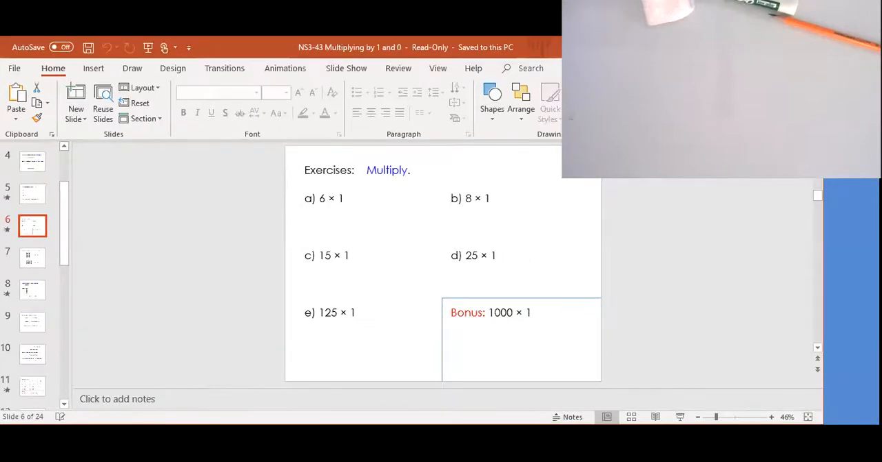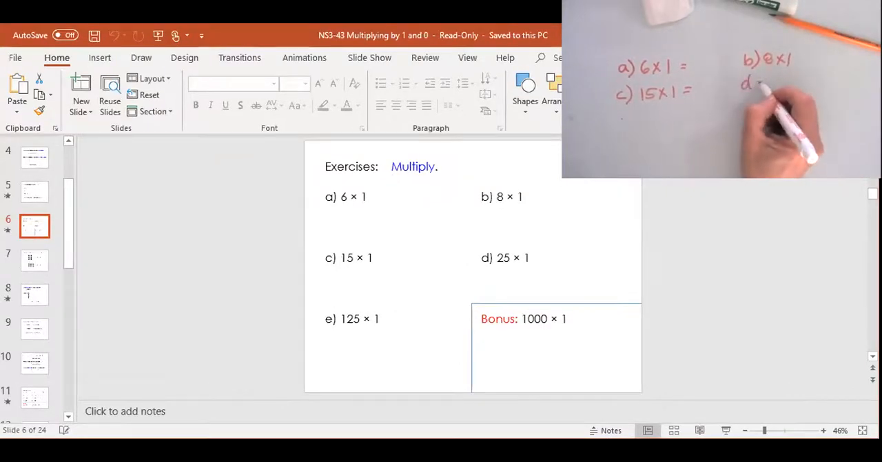Okay, so I'm going to give you a few to practice here. It says 6 groups of 1. So on a piece of paper, you can write out these: 6 groups of 1, 15 groups of 1. Probably don't even need to write these out. Oops, that's C. A, B is over here. 8 groups of 1. 25 groups of 1. 125 groups of 1. Oh, and there's a bonus. It's a super hard one. 1,000 groups of 1.